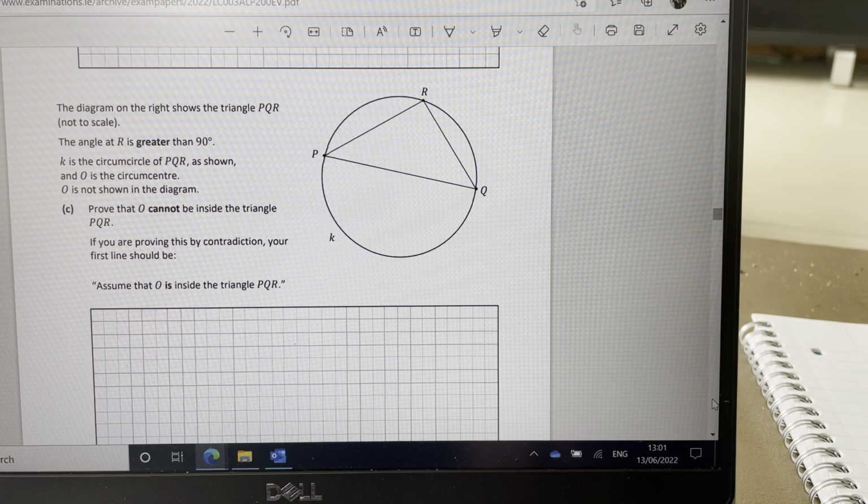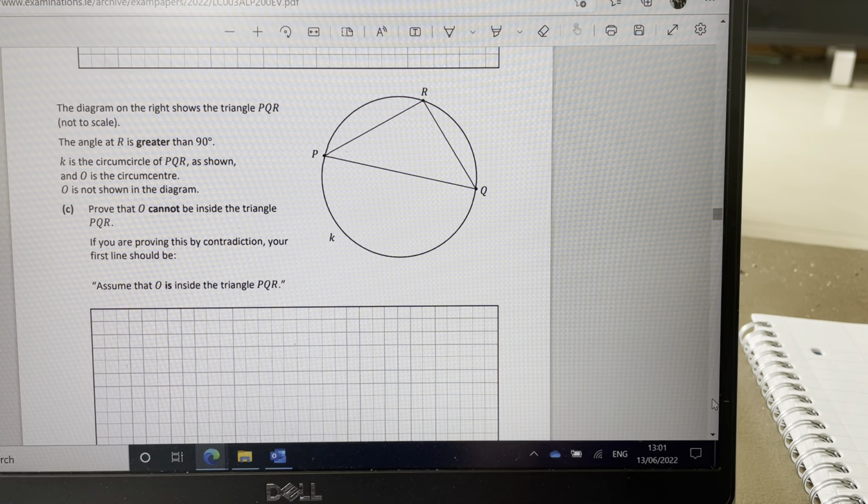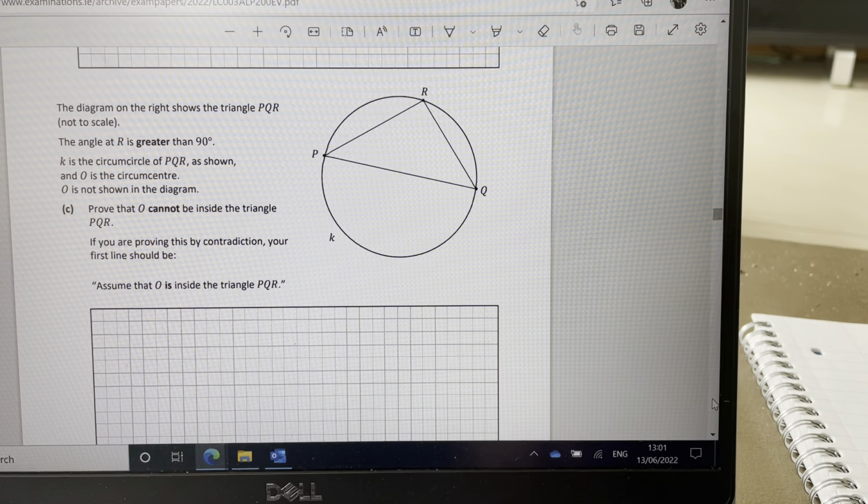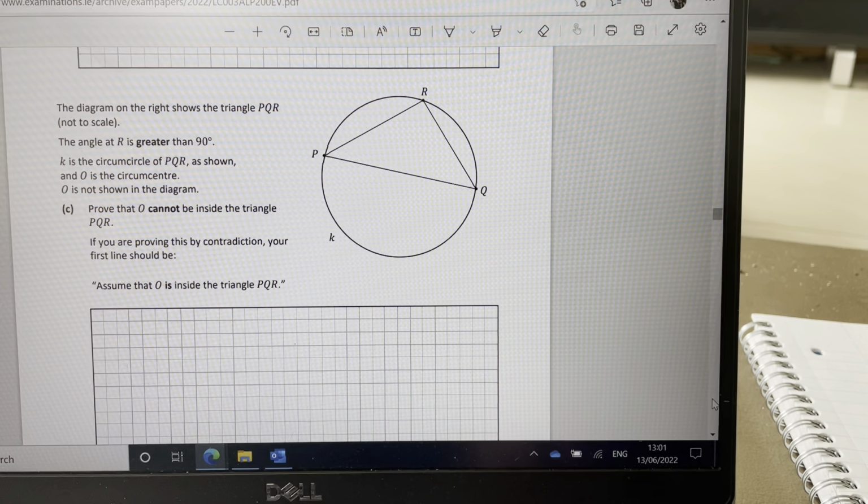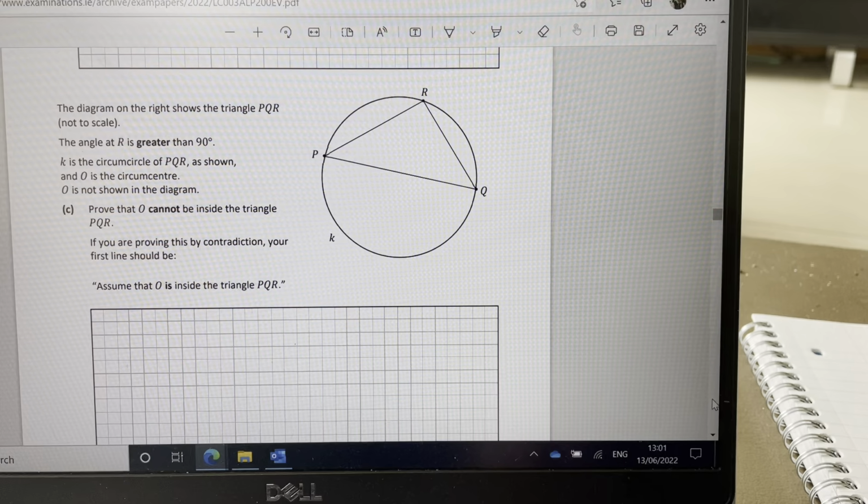Okay, triangle in a circle. Again, this is not on a semicircle now. K is the circumcircle of P, Q, and R, and O is the circumcenter. Prove that O cannot be inside the triangle.